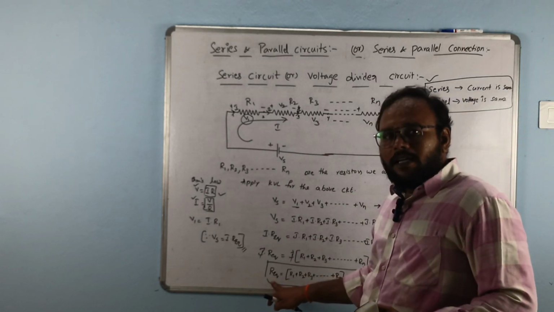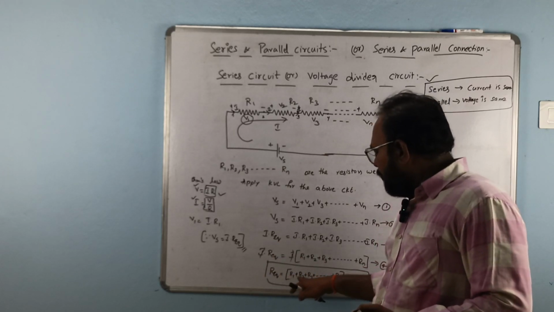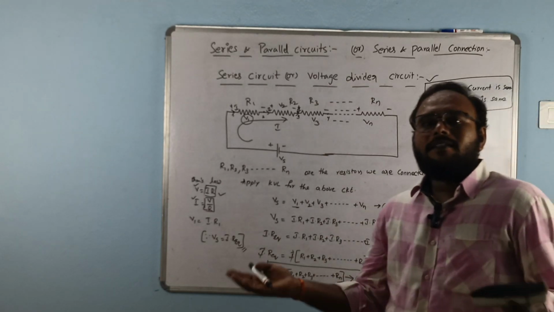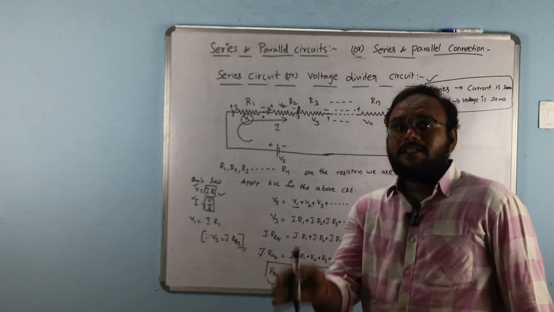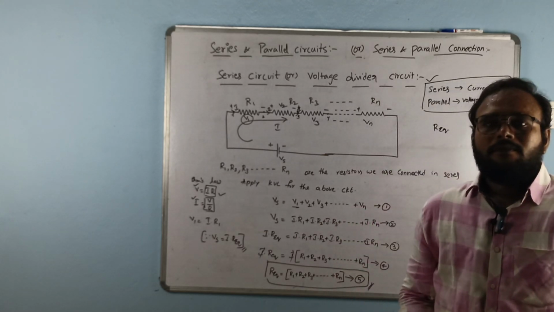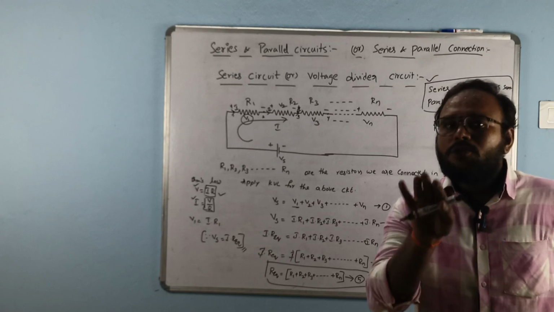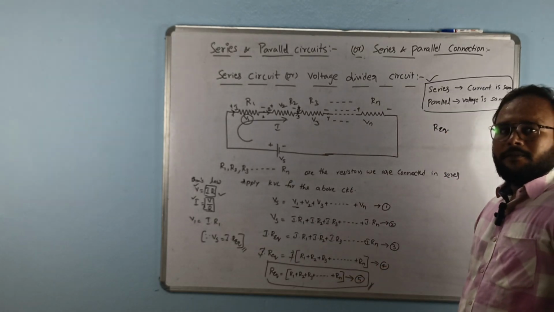If you connect resistors in series, then the expression for the equivalent resistance, this R equivalent, is equal to R1 plus R2 plus R3 and so on plus Rn. You can directly sum all the resistors connected in the circuit when it is in series only, not parallel. If it is a series connected resistive circuit, then the equation should be like this.